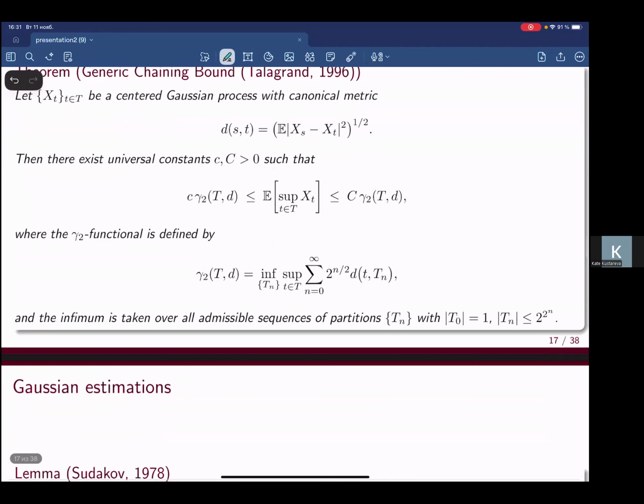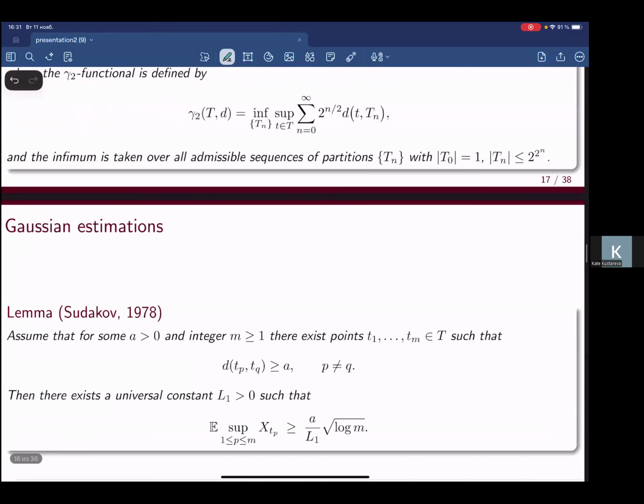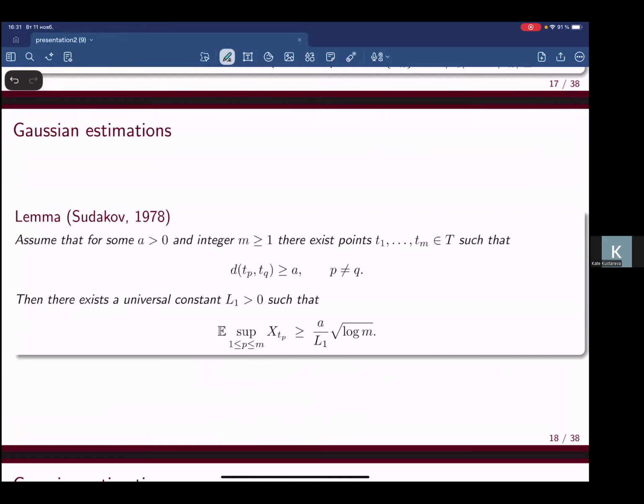The next well-known result is the theorem from Sudakov. Assume we have a Gaussian process X_t, and suppose that in our metric space there exist m distinct points t_p that are well separated, so the distance between any two points, t_p and t_q, is at least a positive number a. Then Sudakov's lemma tells us that there exists a universal constant L such that the expected supremum is roughly proportional to a times the square root of the logarithm of their count.